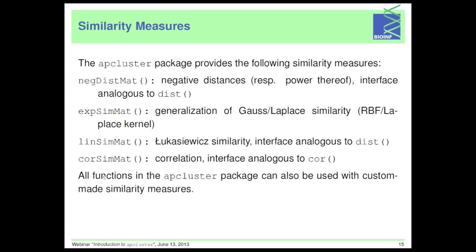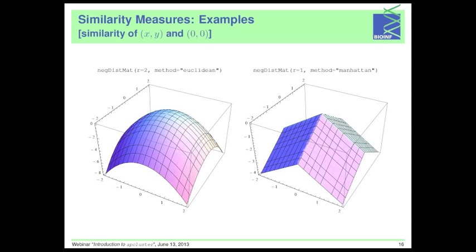We have 4 built-in similarity measures: negative distances or negative quadratic distances. That is one of the classic things, also suggested by Frey and Dueck. Then exponential similarity, that's like a Gauss or Laplace similarity. Then we have these truncated linear similarities and correlation measures and so on. So this is just to visualize quickly. This is what the negative squared Euclidean distance looks like, which is a standard setting, or that's a Manhattan distance.